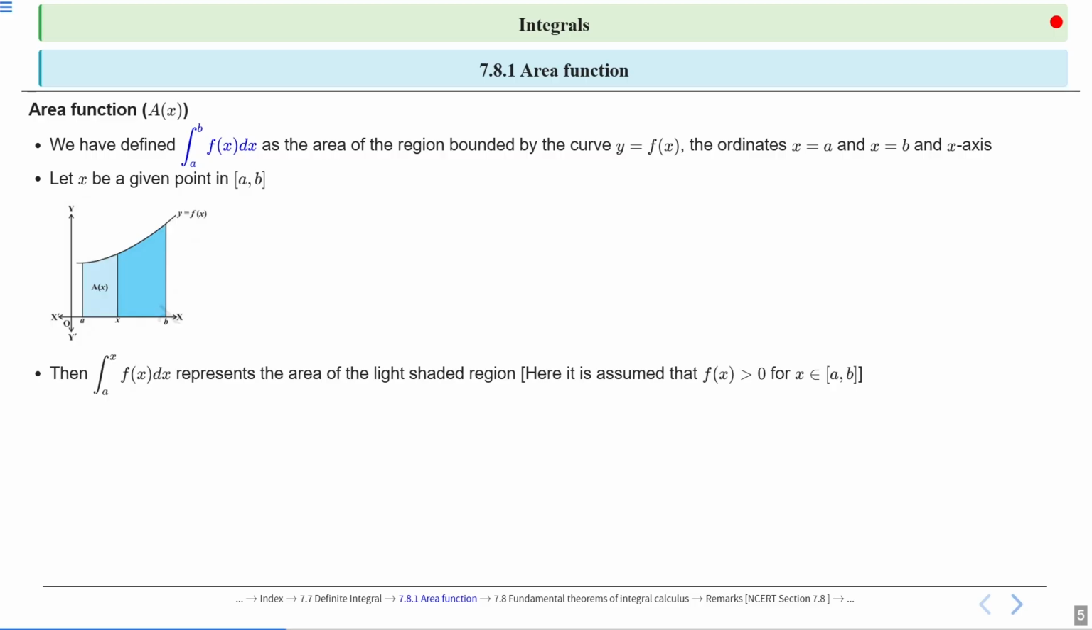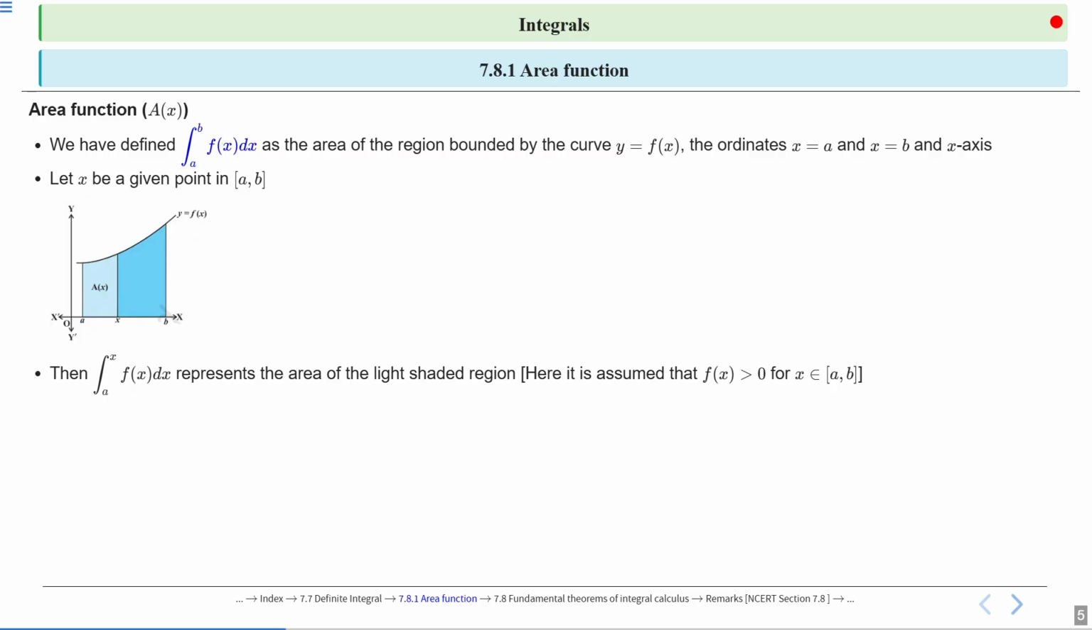By using the definite integral for any curve f(x), we can calculate the area bounded by the curve, its lower limit and upper limit, and the x-axis, that is the horizontal axis. That is a very useful application of a definite integral. We can relate the definite integral with the area of the region bounded by the curve and its ordinates, that is its lower limit, upper limit and horizontal axis. Okay.